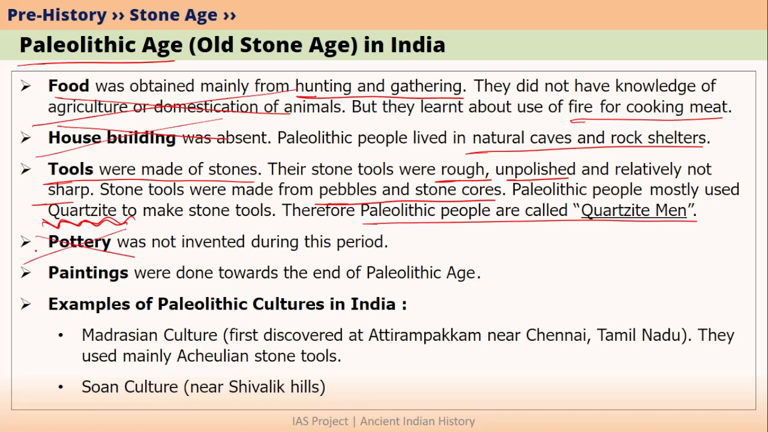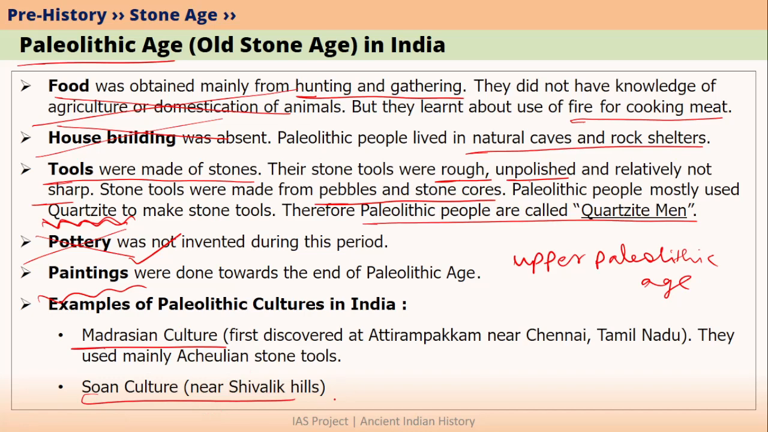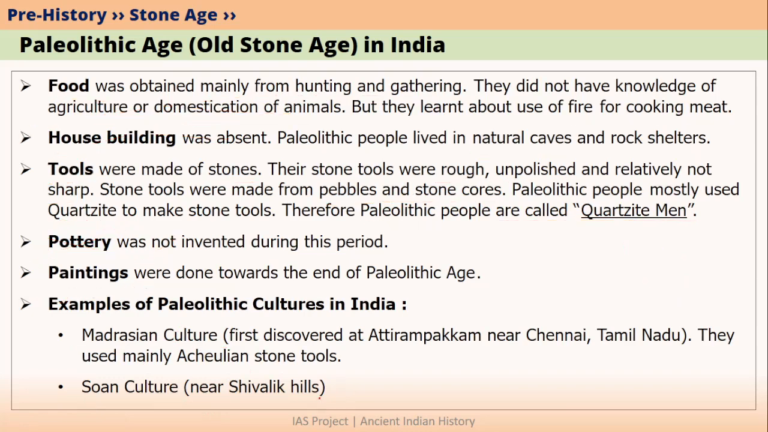Pottery was not invented during this period. Also, towards the end of the Paleolithic age, that is, towards Upper Paleolithic age, they started to do paintings. But initially, they did not do paintings. Examples of Paleolithic age in India can be Madrasian culture, which is mainly in South India, and Soan culture, which is mainly near Shivalik Hills in North India.